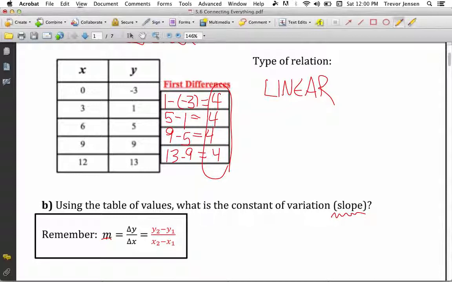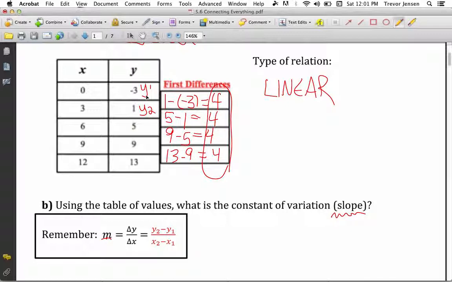It doesn't matter which two we choose. Just to make it as simple as possible, I'm going to choose the first one and the second one. And I'm going to calculate the difference between those two by doing the second one minus the first one. So I'll label these. This is my first y value, I'll call that y1. This is my second y value, I'll call that y2.